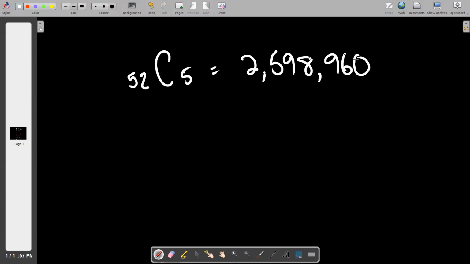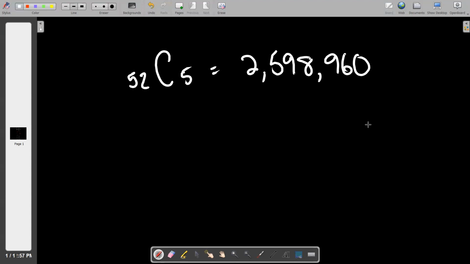If you did 52P5, no, it wouldn't be the same answer. It's not possible. It would be 120 times larger than this. So it would be like 250, 260 million. Not even close. It's impossible that those would come out the same.